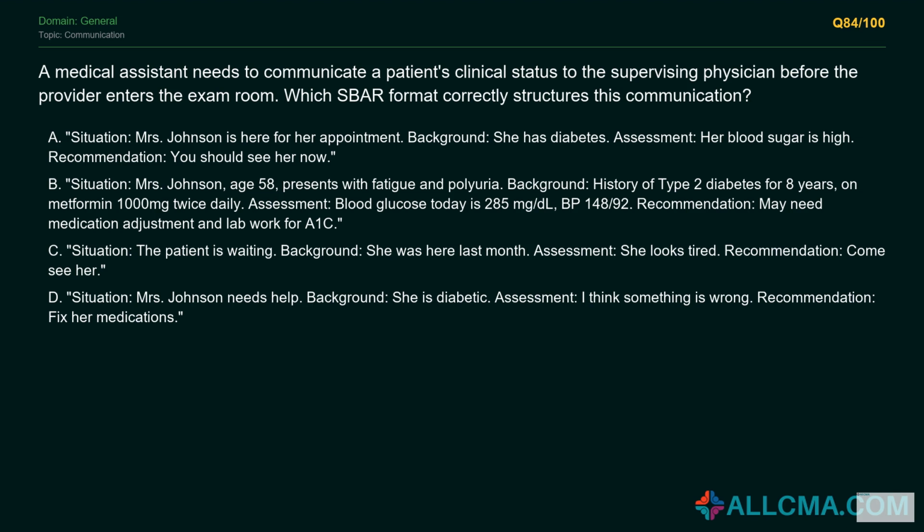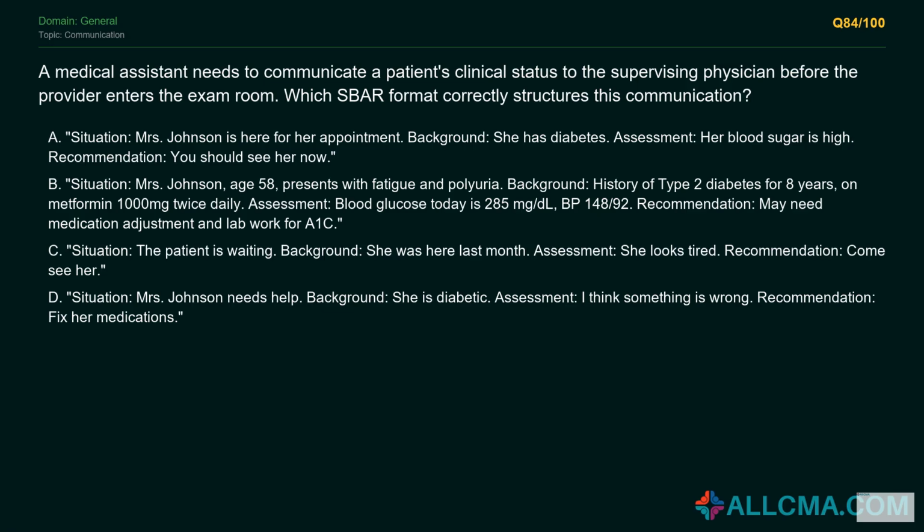Option B, situation. Mrs. Johnson, age 58, presents with fatigue and polyuria. Background, history of type 2 diabetes for 8 years, on metformin 1,000 milligrams twice daily. Assessment, blood glucose today is 285 milligrams per deciliter, BP 148/92. Recommendation, may need medication adjustment and lab work for A1C.